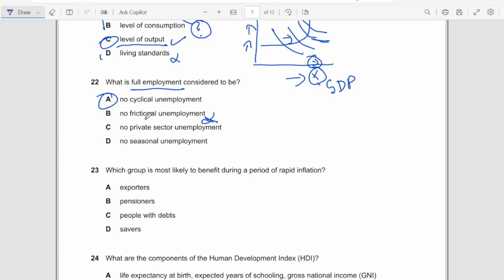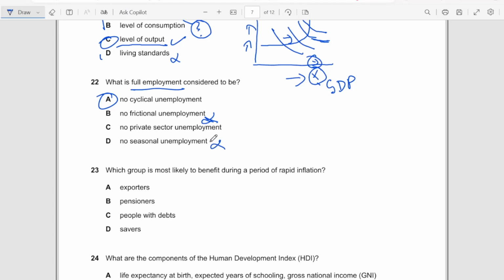Frictional unemployment cannot be avoided. It's due to people switching in between jobs, changing their jobs, and it's natural. Some people will need some time span to be able to move from one job to another, and it's not because there is a lack of employment opportunities, so we consider this to be full employment even if there's frictional unemployment.